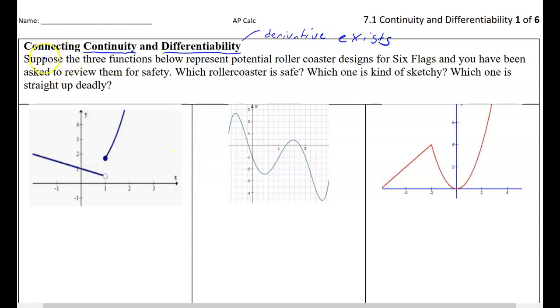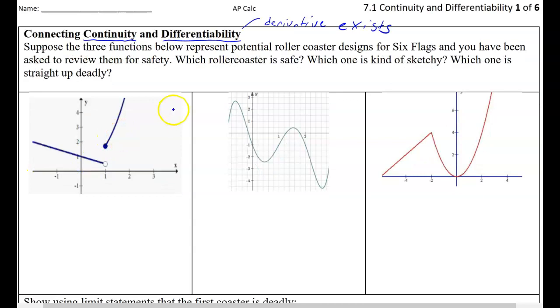So you're going to be on your senior trip soon enough to Six Flags. Imagine in this scenario, you've been asked to review each of these roller coasters for safety. One roller coaster is safe, one's a little bit sketchy, and one is you would die, right? So pretty obviously, my nice smooth curve in the middle is safe. This one with the big hole in it is probably deadly. And this one with the little sharp point right here is a little bit sketchy. You might crash. You probably will crash.